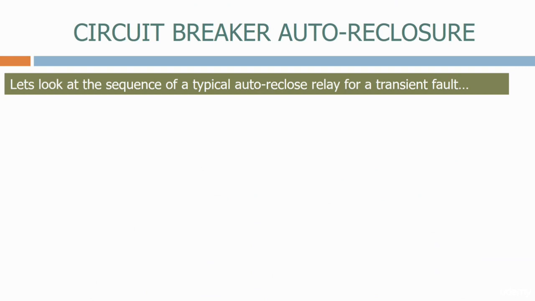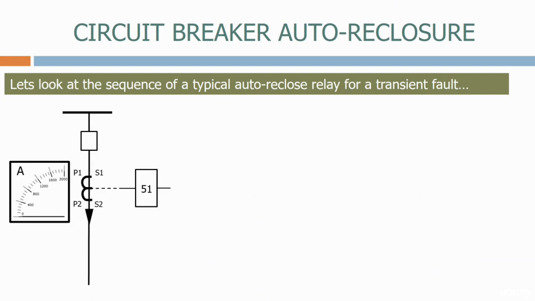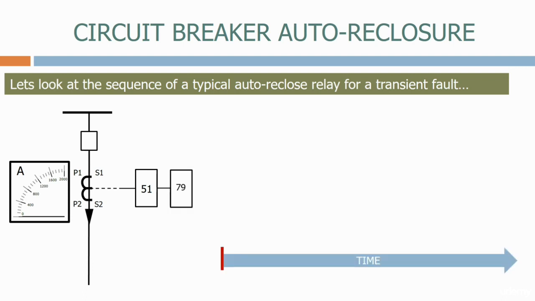Let's look at the sequence of a typical auto-reclose relay for a transient fault. Here's a typical feeder circuit. As we said previously, the auto-reclose relay normally uses the same current transformers as the protection system. Let's now close the circuit breaker. As soon as the circuit breaker closes, the current on the feeder will increase. Let's now simulate a transient fault on the feeder.